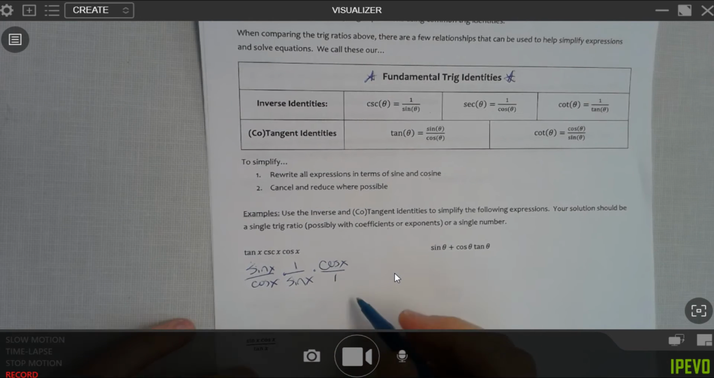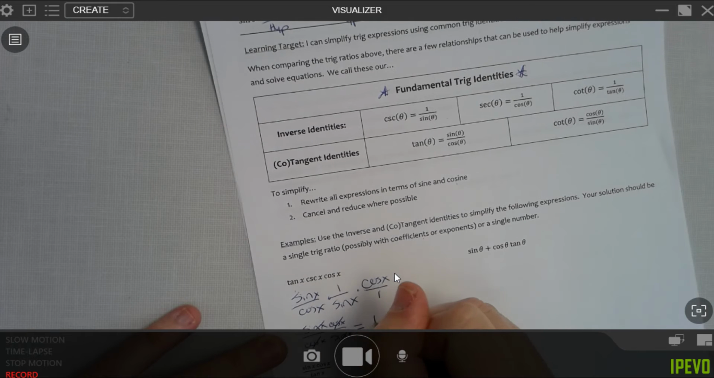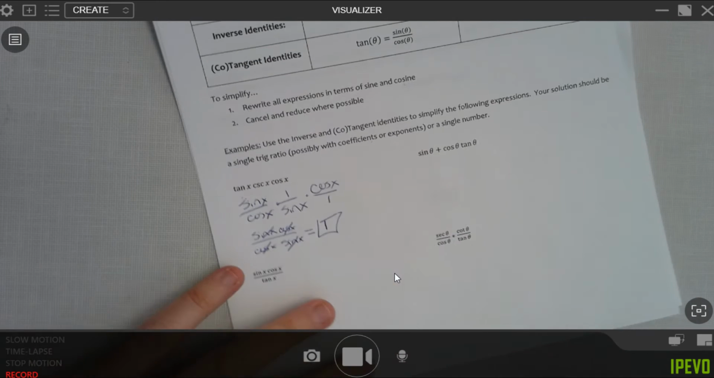So you multiply straight across, and you get sine x, cosine x, over cosine x, sine x. Now, since it's all multiplication and division, we can cancel, cancel, cancel, cancel. So we end up with 1. So our answer here is 1.